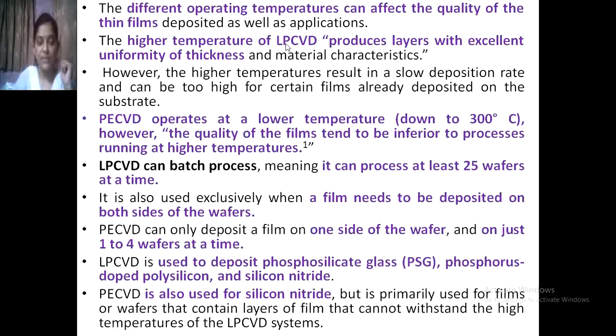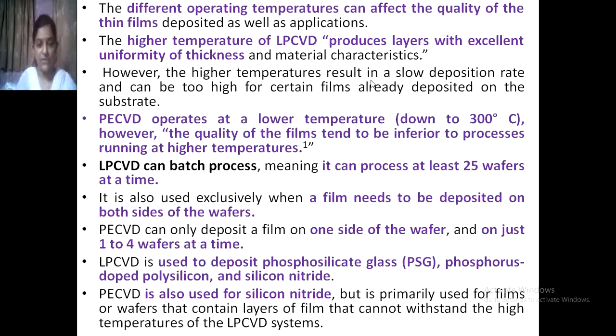The higher temperature of LPCVD produces layers with excellent uniformity of thickness and material characteristics. However, the higher temperatures result in a slow deposition rate and can be too high for certain films already deposited on the substrate. PECVD operates at a lower temperature, down to 300 degrees Celsius. However, the quality of the films tends to be inferior to processes running at higher temperatures.